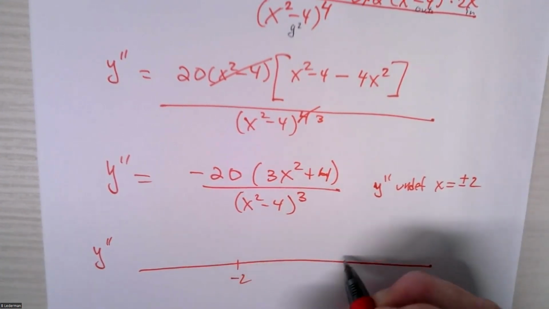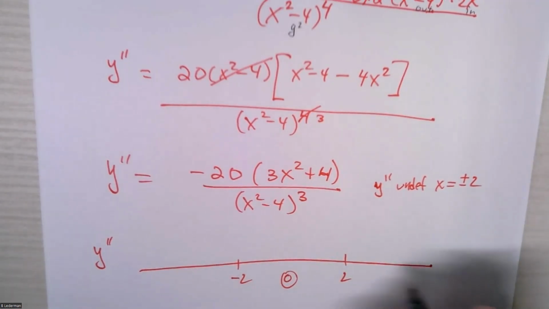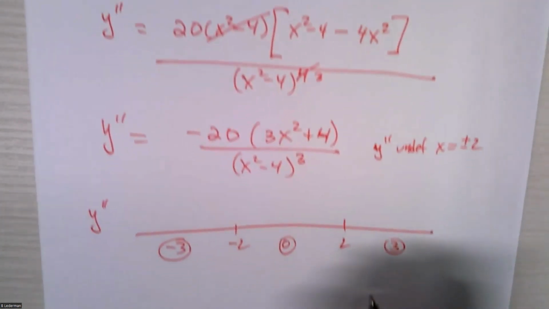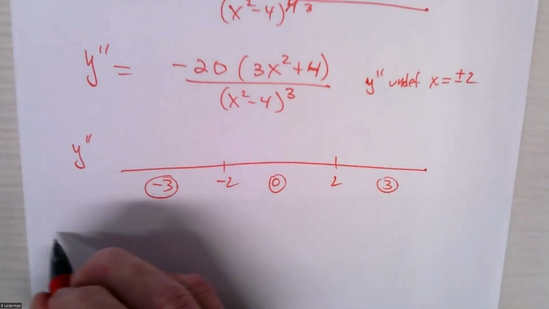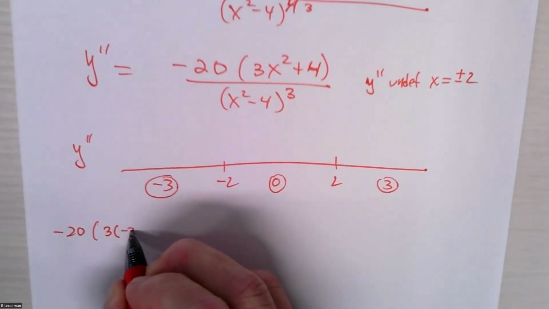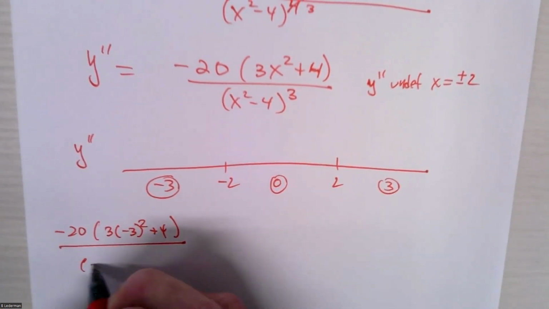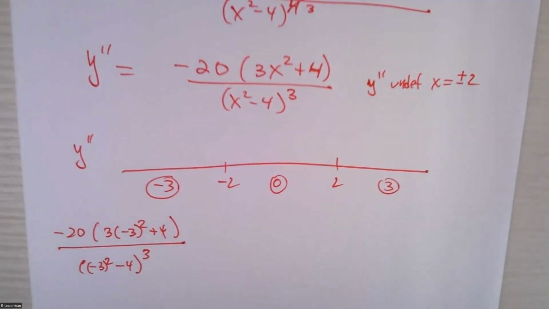So I'm going to make a negative 2 and a positive 2, and we're gonna test some points here. We have 0 as a nice test point, and I guess I'll test 3 and negative 3. Those will be my test points. Okay, let's do it. So we're going to put that into y double prime. Negative 20 times 3 times negative 3 squared plus 4 over negative 3 squared minus 4 cubed. That was loads of fun. And let's see what that is here.